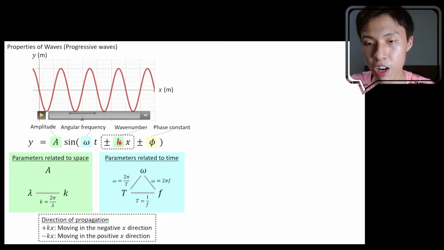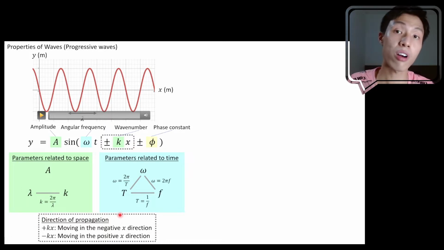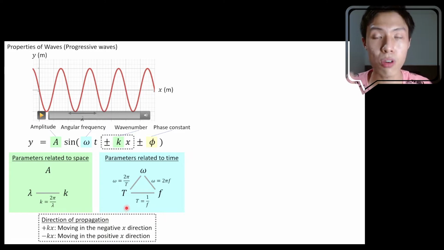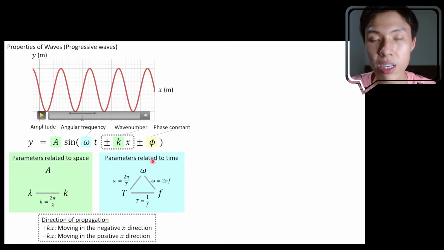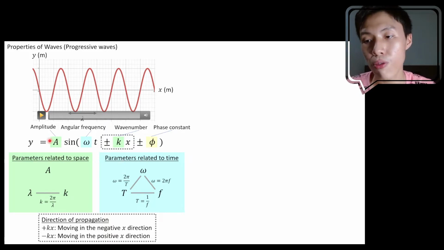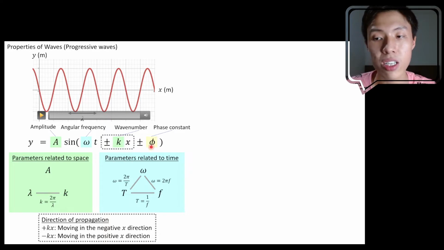So this is the equation. These are the 4 parameters. These are the 3 variables, y, t, and x. And the positive and negative sign in front of k decides how the graph will be moving, either to the positive x direction or the negative x direction. Okay, so that's about the equation. Next, we see how the wave will change if we manipulate these parameters.